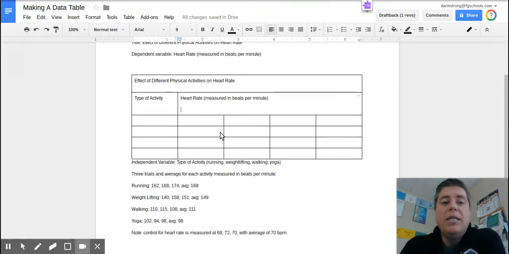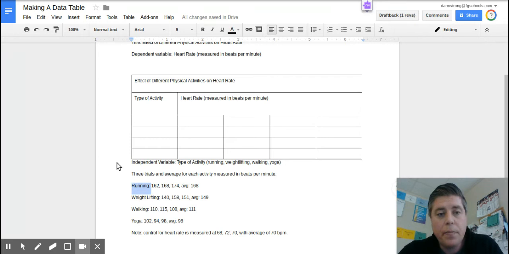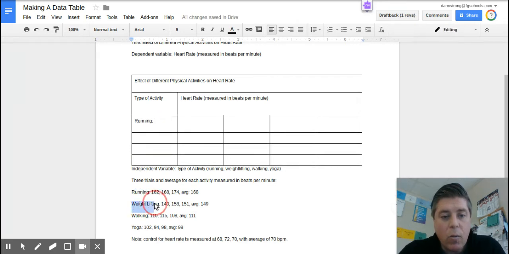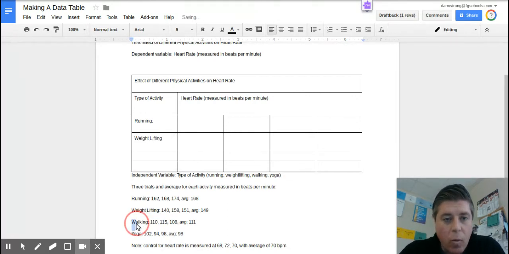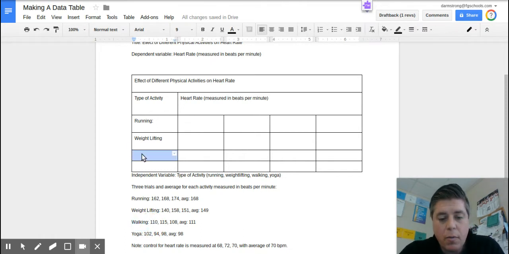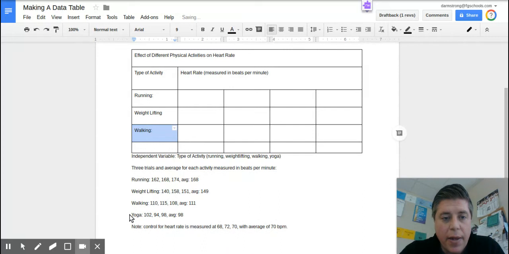okay? Or my dependent variable. So let's plug in the activities that we had. All right. So we had running. Paste that in there. I had weightlifting. So let's copy and paste that. Walking. I'm going to copy and paste that guy. And then yoga.